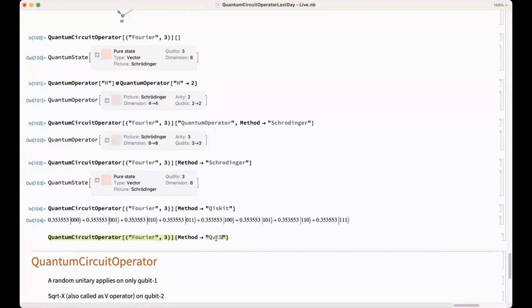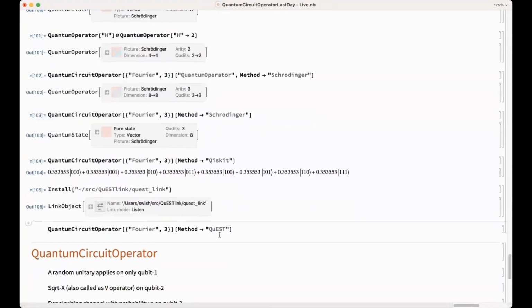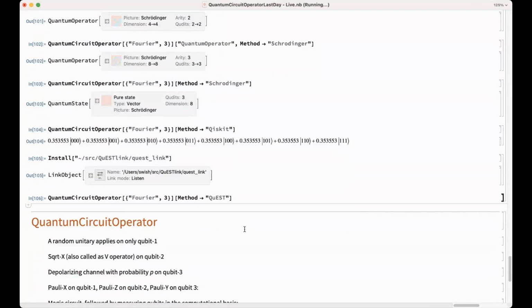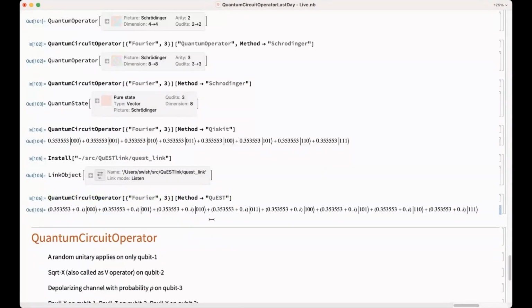Quest. You have Quest, but you have to do some magic before that. Quest is a very interesting package developed by one of our summer school alumni. He already got his PhD, I believe, from the University of Oxford. What they do is they go to C and do their computation there, and then they come back here. So for some numerics, Quest can be very fast.